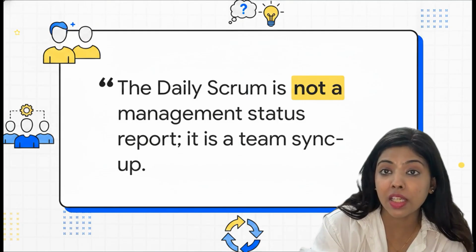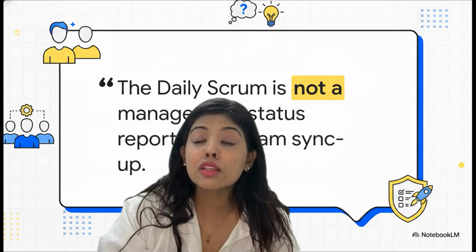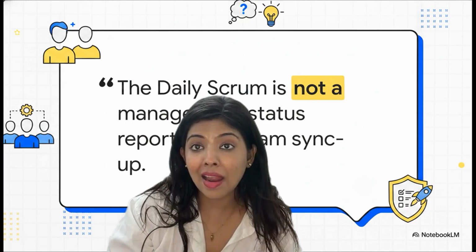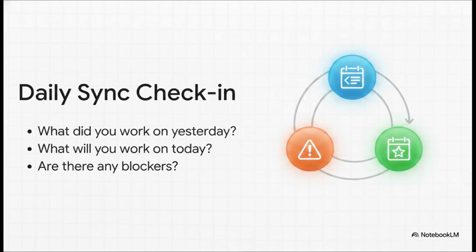I want to pause right here to bust a massive misconception. The daily Scrum is not a management status. It is a strictly peer-to-peer sync-up and a problem-solving meeting. This isn't about reporting anything to the Scrum Master. They are aligning with each other to ensure that the sprint goal is still achievable. They do this by walking through 3 very specific questions.